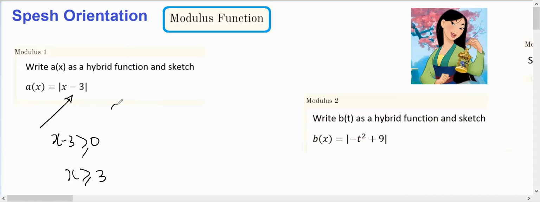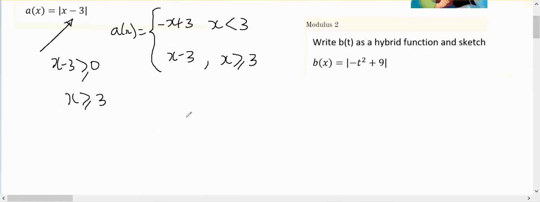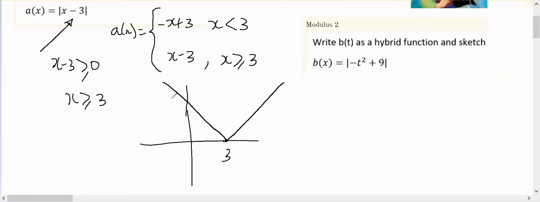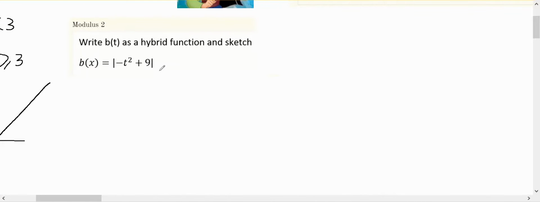Therefore, I could say that A of x is equal to x minus 3 when x is bigger than or equal to 3, and minus x plus 3 when x is less than 3. And that graph's going to look like, at 3, a graph with a gradient of 1, and less than 3, a graph with a gradient of -1 going through at 3. And that's my graph of A of x. 2 points are labelled.